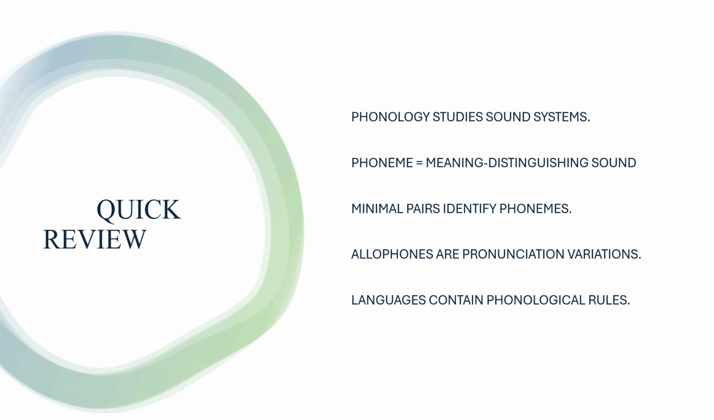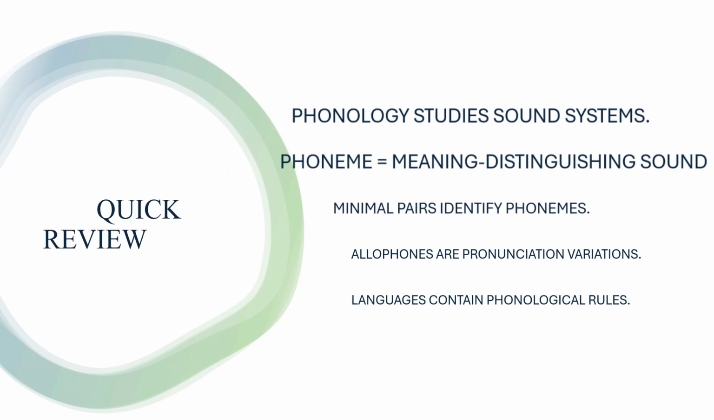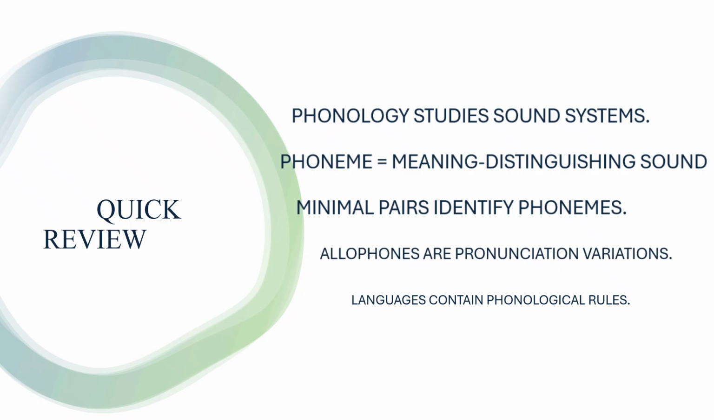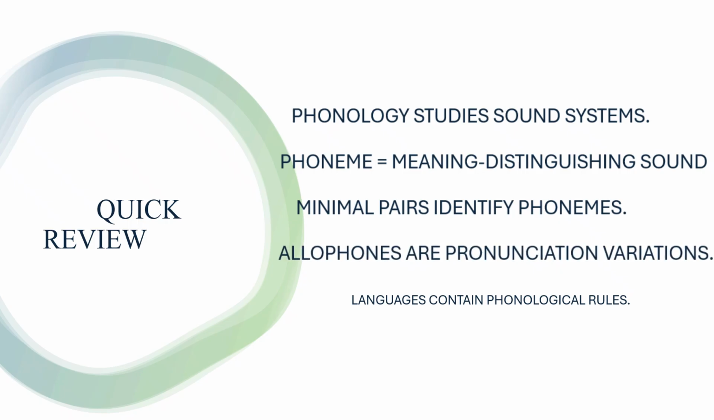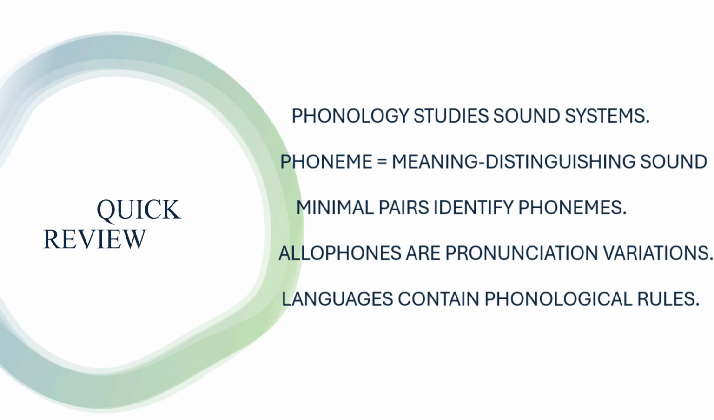Let's have a review of what we have learned. Phonology studies the organization of sounds within a language. A phoneme is the smallest sound unit that can change meaning. Minimal pairs help us identify phonemes. Allophones are different pronunciations of the same phoneme. And languages contain systematic sound patterns known as phonological rules.